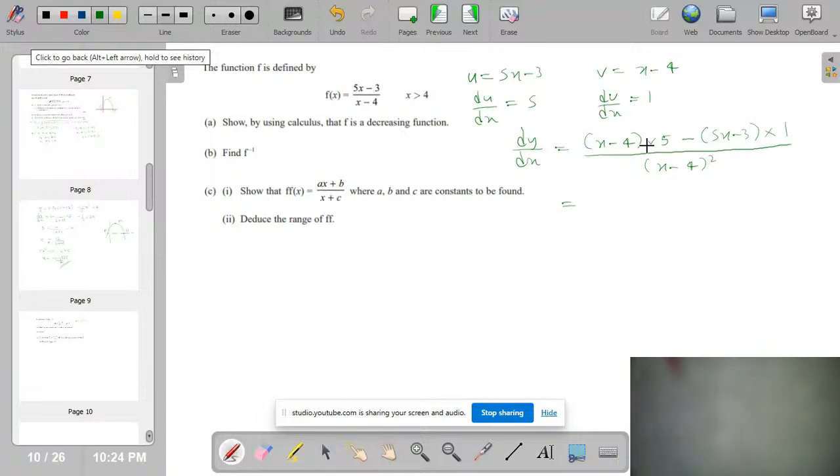Then if I simplify this, I get 5x minus 20 minus 5x plus 3, I guess, divided by (x minus 4) squared. 5x gets cancelled off. Minus 20 plus 3 becomes minus 17.